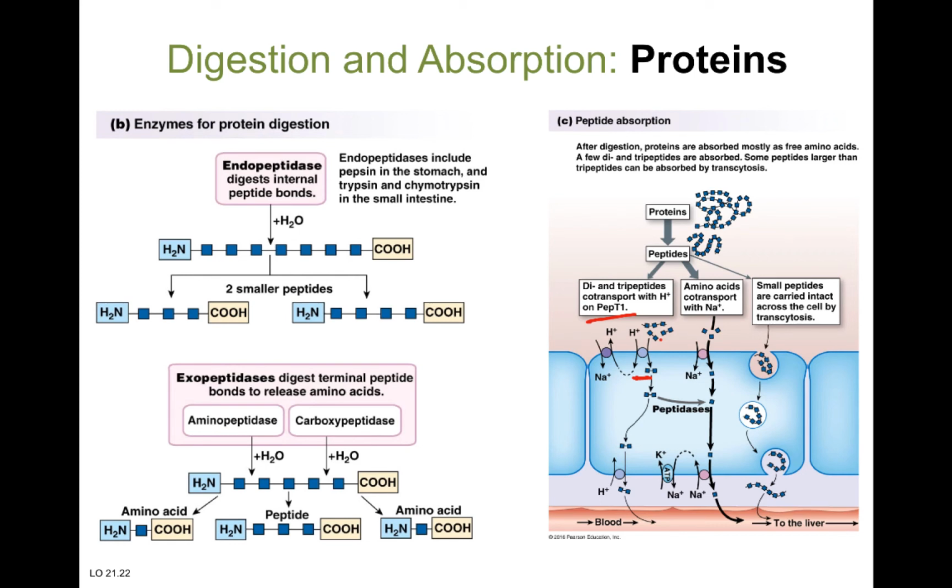Okay, we can also take in individual amino acids themselves, and some smaller peptide fragments the enterocytes can take in through transcytosis. So they can endocytose them here on the apical membrane and exocytose them on the basal membrane. But proteins, just like carbs, are soluble in water, so they get put into the circulatory system, aka the bloodstream. Okay. I don't expect you to know endo- or exopeptidases, but those are just enzymes that help break the large proteins down into individual amino acids or short peptides.